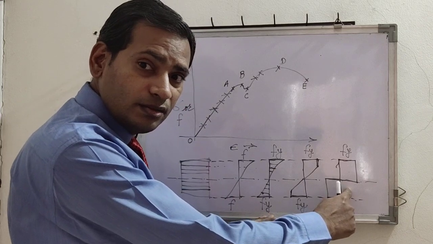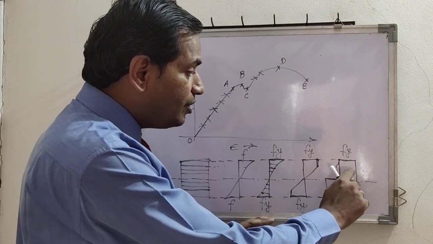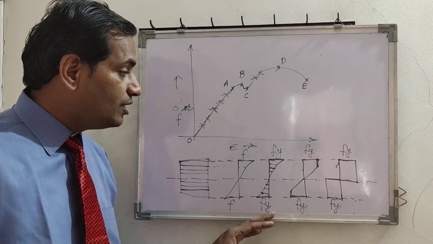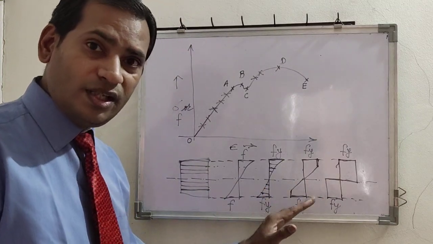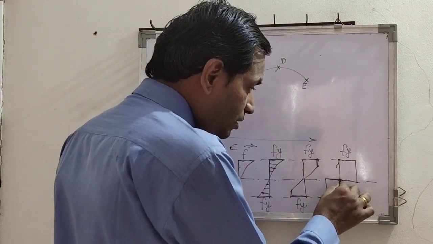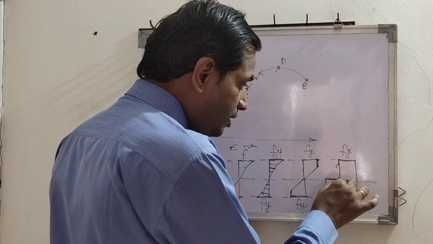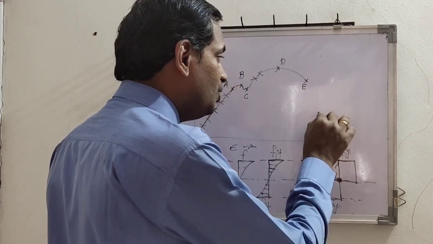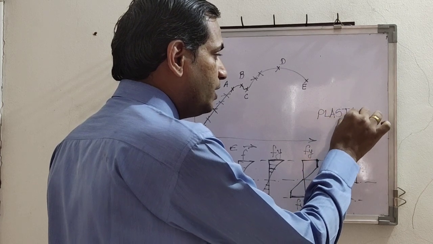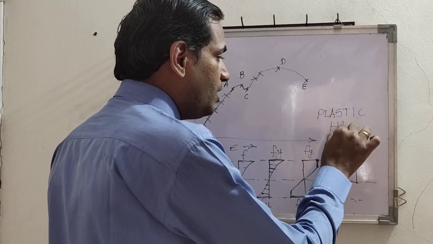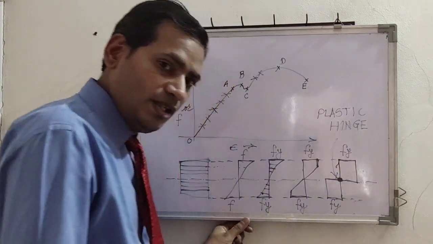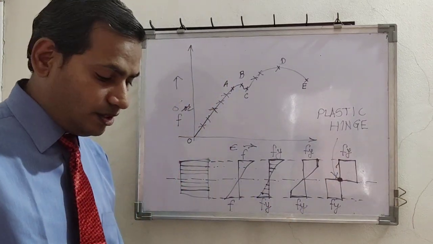Here some layers are having Fy, the remaining part is having less than Fy. However, here each and every layer is subjected to yield stress value. So when such a state occurs, we say that section has developed a plastic hinge. Okay, section has developed a plastic hinge. So this is the concept of plastic analysis.